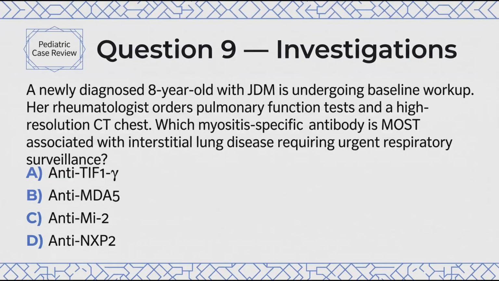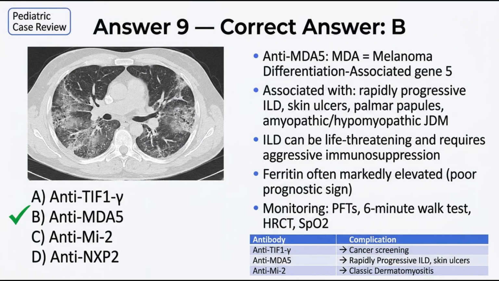Question 9. Investigations. A newly diagnosed 8-year-old with juvenile dermatomyositis is undergoing baseline workup. Her rheumatologist orders pulmonary function tests and a high-resolution computed tomography of the chest. Which myositis-specific antibody is most associated with interstitial lung disease requiring urgent respiratory surveillance? Option A, anti-TIF1 gamma. Option B, anti-MDA5. Option C, anti-Mi2. Option D, anti-NXP2. The correct answer is option B, anti-MDA5.